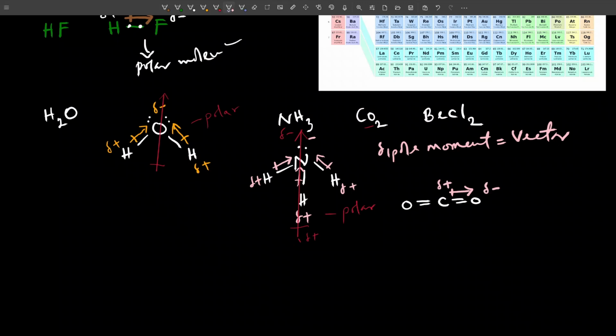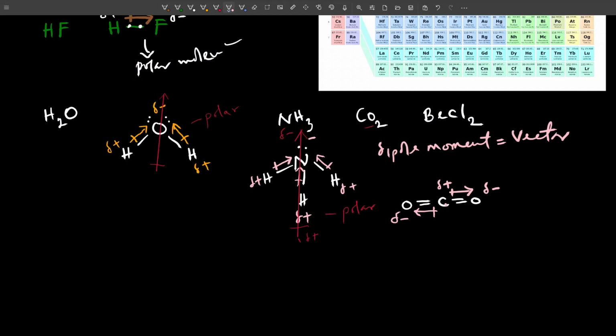Do you understand? Similarly, the electrons here, how do they move? They also move in this direction since carbon is less negative and oxygen is more negative, giving this oxygen a partially negative charge. So between carbon and oxygen, there will be a dipole moment in this direction.